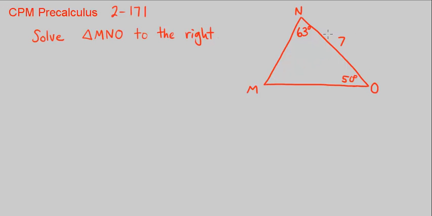Across from angle M is side M. Across from angle O is side O. And across from angle N is side little n. These are all little n's as the side. Solving the triangle is just going to produce 6 different values: angle M, angle N, angle O, and also side M, side N, and side O.